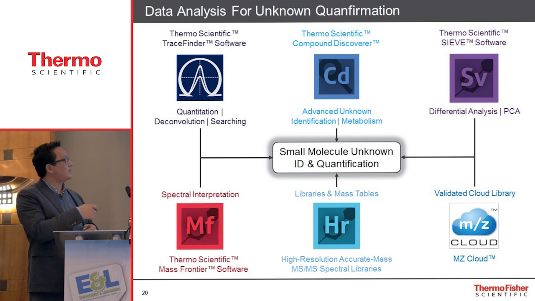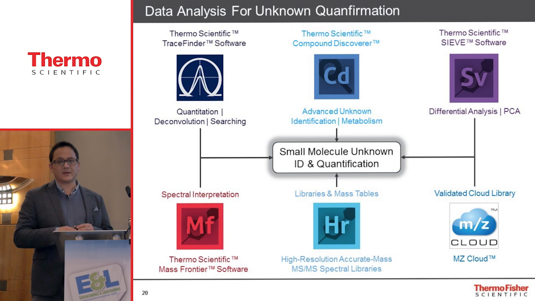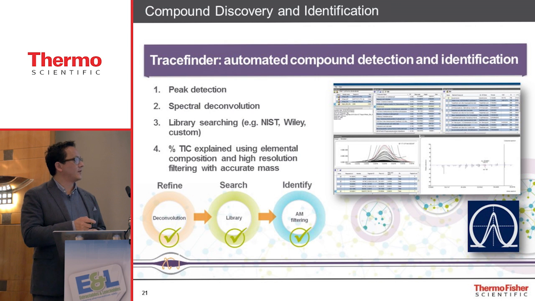I'm going to be talking about TraceFinder, which comes as standard with our Q-Exactive GC instrument. This is both for quantitation and unknown ID, or quantification as we like to call it. My colleague Kate will talk a little bit about Compound Discoverer, and we have a very nice presentation scheduled this afternoon on a new cloud-based library that I won't go into any detail here. But all of these technologies can hook in together, and it depends on your analytical workflow for exactly what you need. TraceFinder is very simple to use.